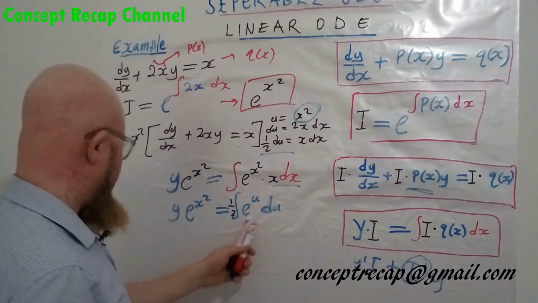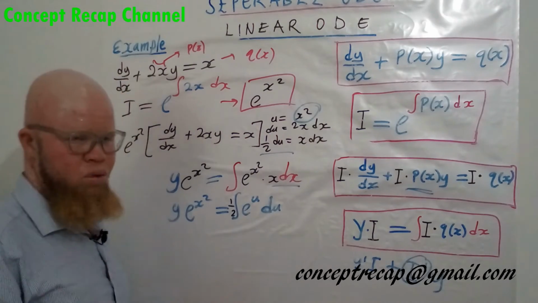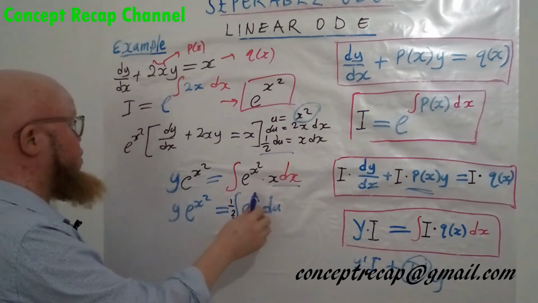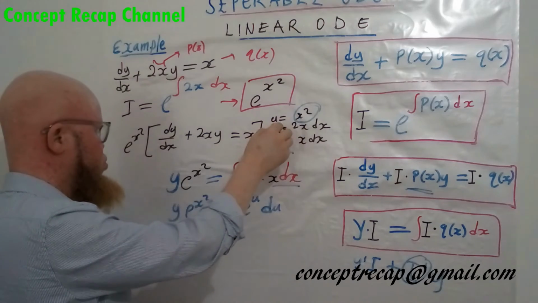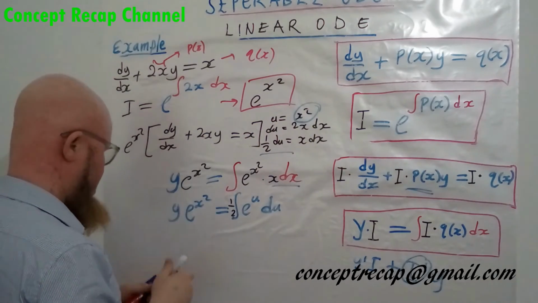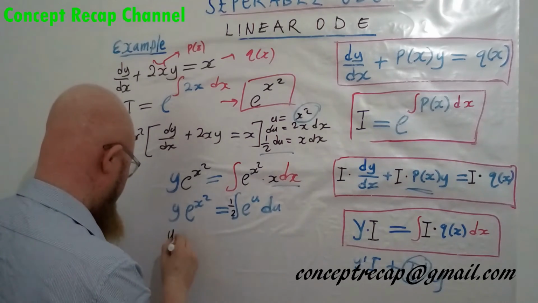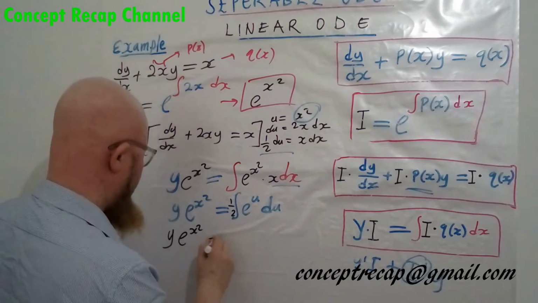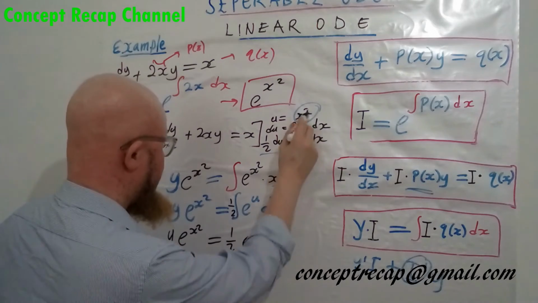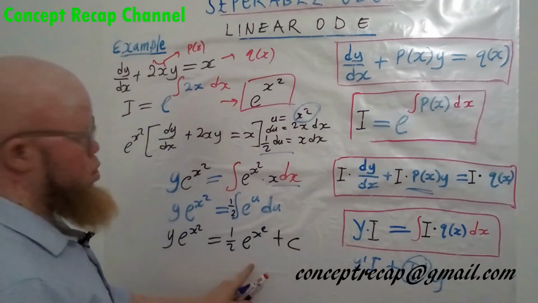Now, if you integrate e to the power u, the integral is e to the power u. If I substitute back, my u is x squared, then the result will be y times the integration factor is equal to half e to the x squared plus c. So this is your result.